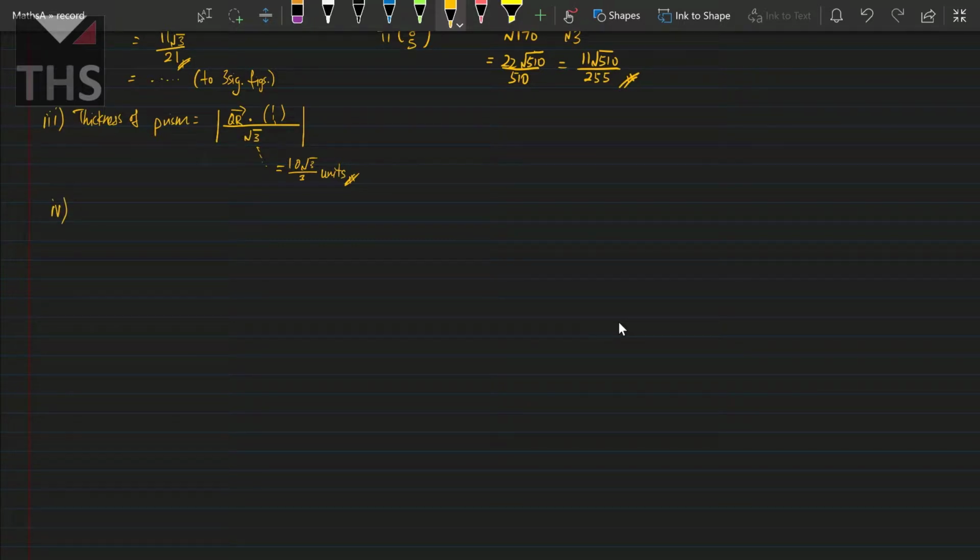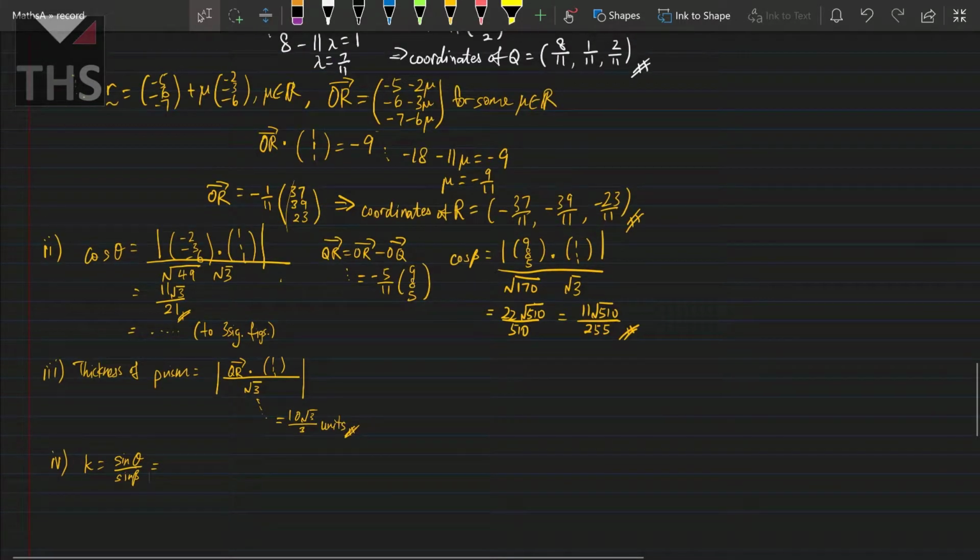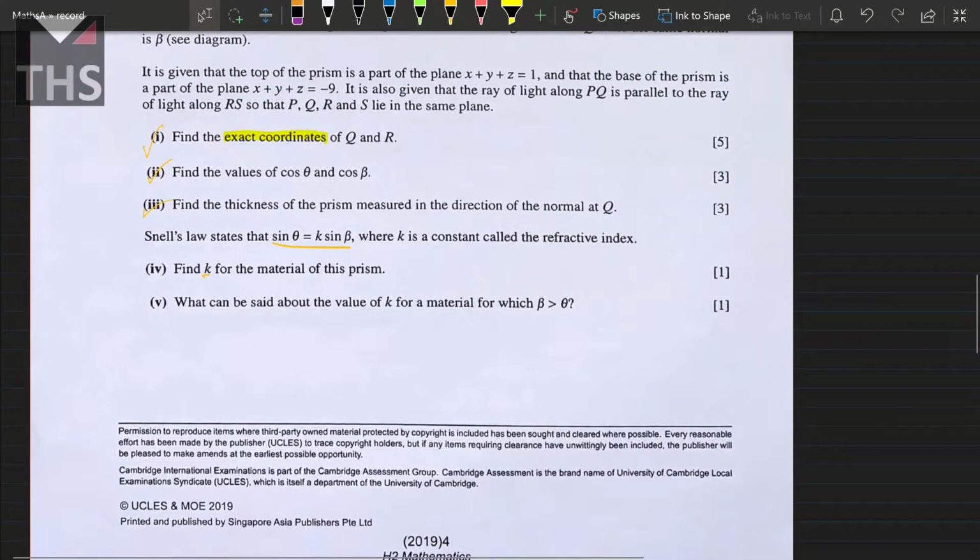So part 4. If you rearrange this, k will be equal to sine theta over sine beta. Previously we already know the value of cos theta and cos beta, right? So you cosine inverse them, find the acute angle, and sub into sine theta and sine beta. You shouldn't have any problems. 1.86, 1 mark. That's it. That's really how simple it is. They didn't ask you to interpret or anything.